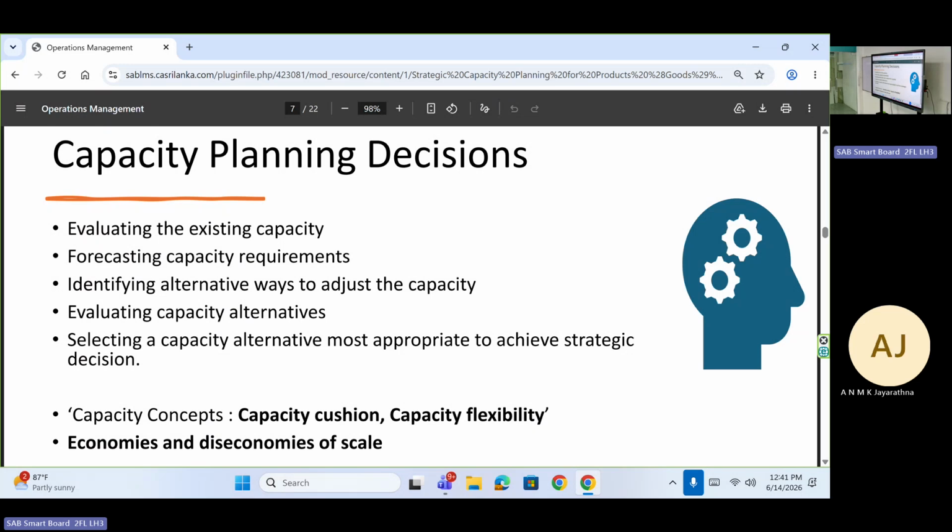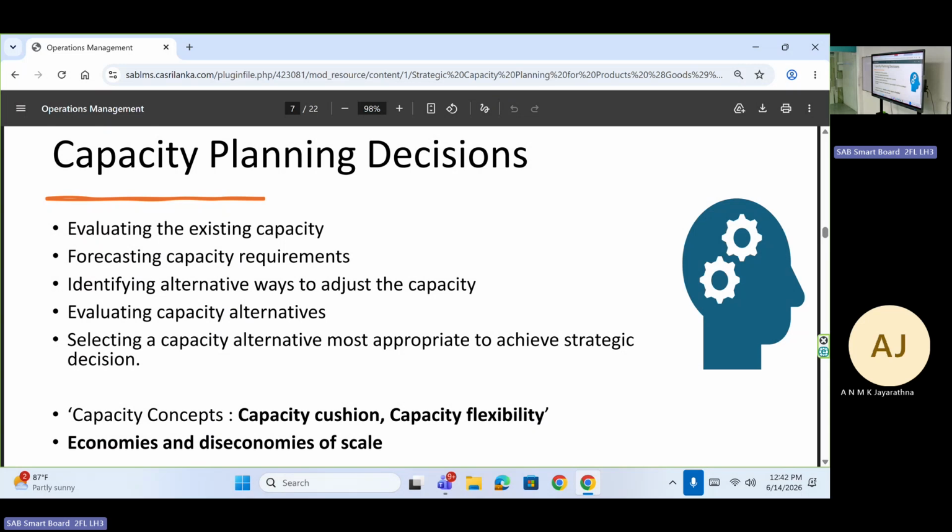And we have to evaluate those capacity alternatives so that we can use NPV, break-even, decision trees, by applying any of these evaluating techniques, and we need to select the most appropriate capacity option. So, selecting a capacity alternative most appropriate to achieve the strategic decision.